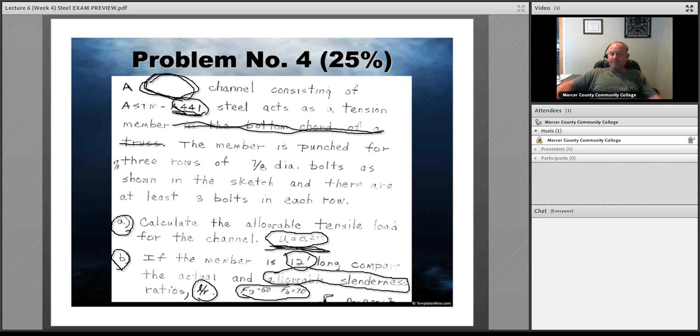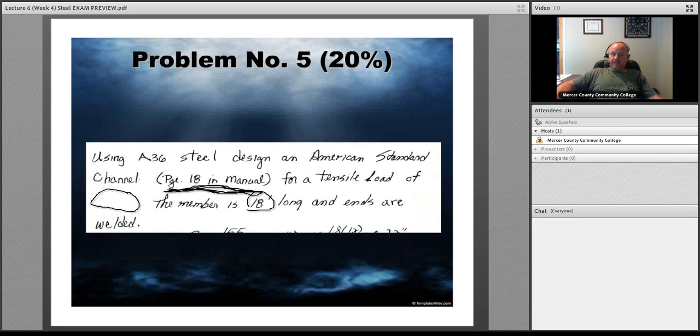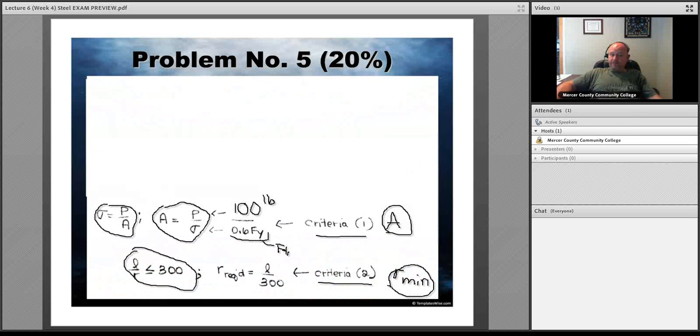Problem 4 is a tension member. Again, it's FT1 and FT2, but we do include a U factor when we consider FT2, since it's not a plate. FT1, no U factor. And then the second part of this is we have to compute the actual and allowable slenderness. And then the last problem is that design. And how do you do the design? You just calculate the area you need, that's criteria 1, and the radius of gyration you need, that's criteria 2.